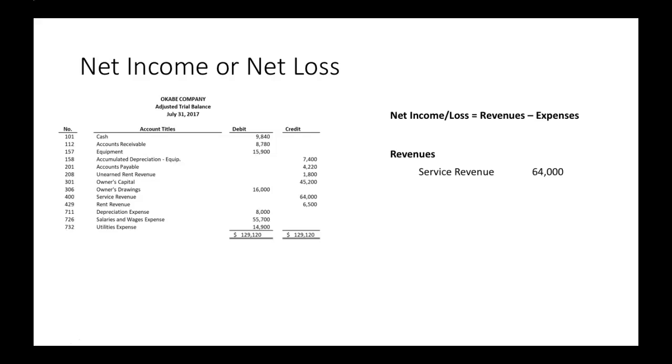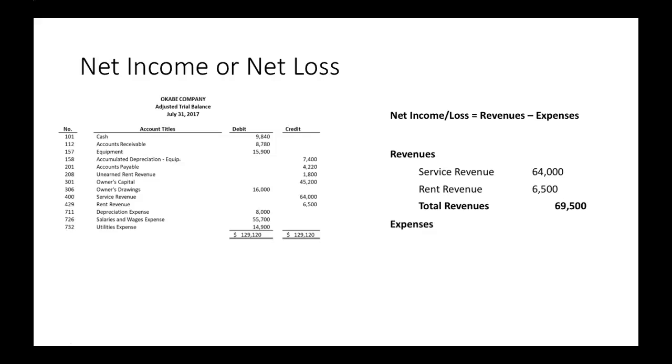So our revenues are the service revenue that we were given of $64,000 and our rent revenue that we were given of $6,500. Have a bit of a typo here. So our total revenues should be $70,500, right? We just add up our two revenues. So you add up your two revenues and you find your total revenue amount.